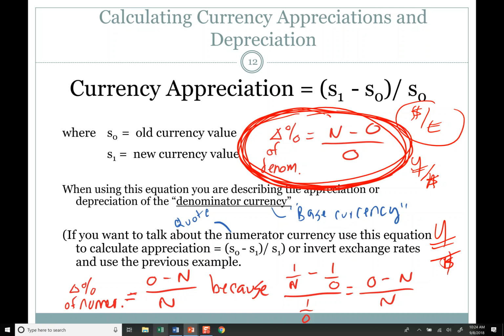The only way to solve this problem is to continue to use the new minus old over old percent change formula, but just flip every exchange rate. If the exchange rate went from, say, 100 to 110, just do 1 over 110 minus 1 over 100 over 1 over 100 and convert it all to direct terms. And that'll tell you the appreciation of the yen. Because if you don't flip it, it's telling you the appreciation of the dollar.